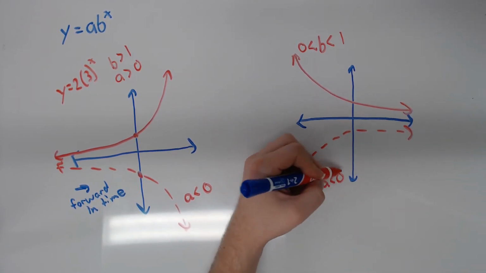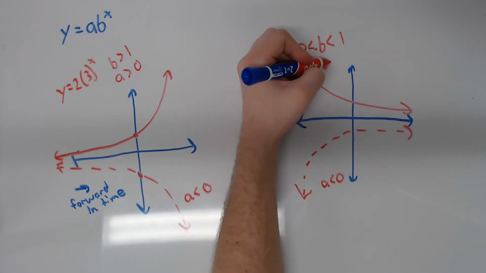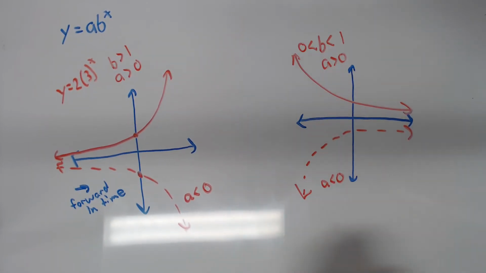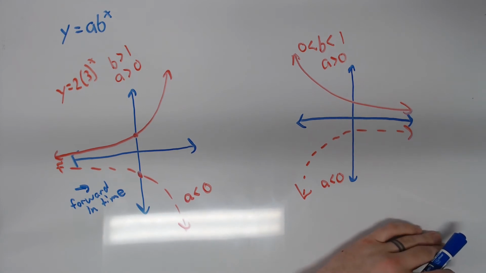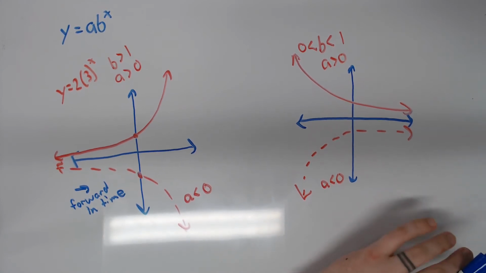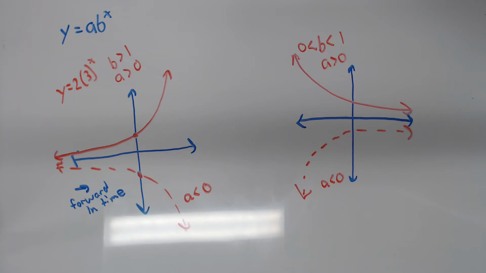One thing you should always expect to see, though, is a positive b value. This is not going to make sense if b is a negative, because then we would be going all over the place. It hardly makes sense. We will never use b as a negative for an exponential function. It doesn't make sense for what exponential functions are supposed to represent.